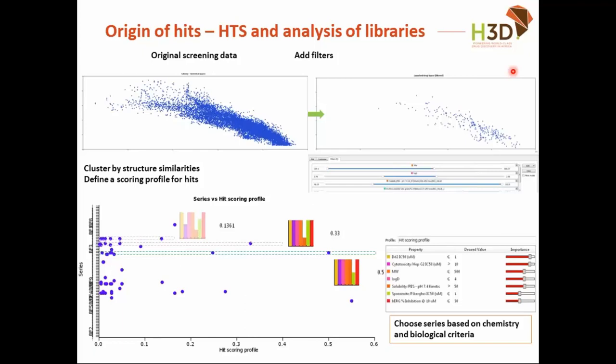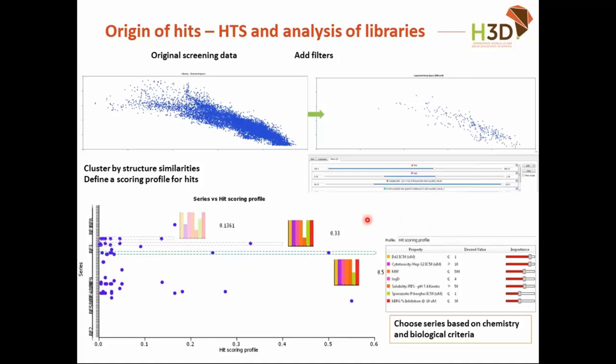So once we've done that, we can look at the structure more closely and cluster the compounds by structure similarities to get some series that have the same chemical structures. And we can also define some scoring profile for hits, applying some criteria that we think are important for a hit, such as the one in the panel at the bottom, with the activity, cytotoxicity, log-D, solubility, for example.